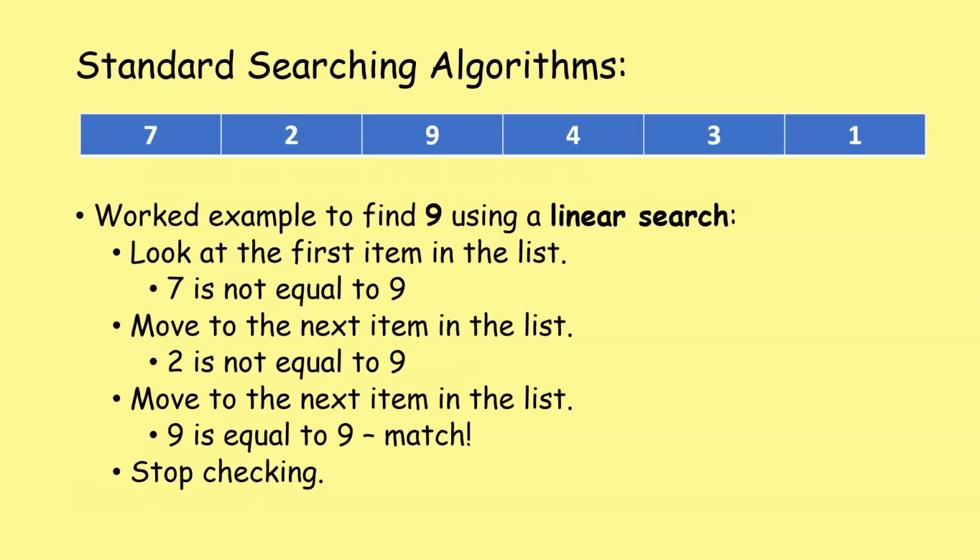If we have the following list, let's have a look at an example finding 9 in this list using a linear search. We look at the first item in the list. It's a 7. 7 is not equal to 9, so we move on to the next item in the list. 2 is not equal to 9, so we move on to the next item in the list. 9 is equal to 9. We found a match, we can stop checking. If we got to the end of the list and we still hadn't found 9, we could be certain that 9 wouldn't have been in the list.